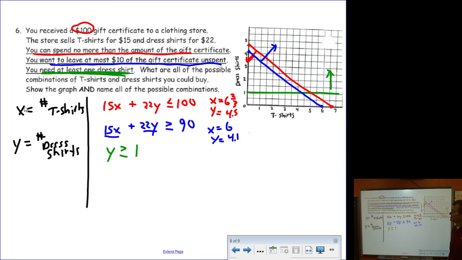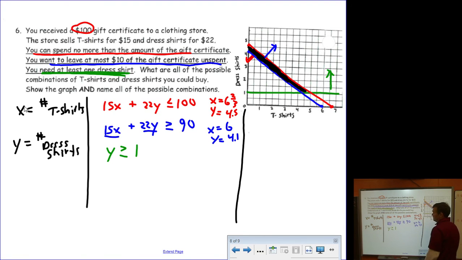So if you've kept track of the shading, the area that is shaded by all three lines is above the blue, below the red, and above the green. It's this area in here. Okay, that's pretty good. So now, the last part of this question is, name all the possible combinations of shirts that I could buy.